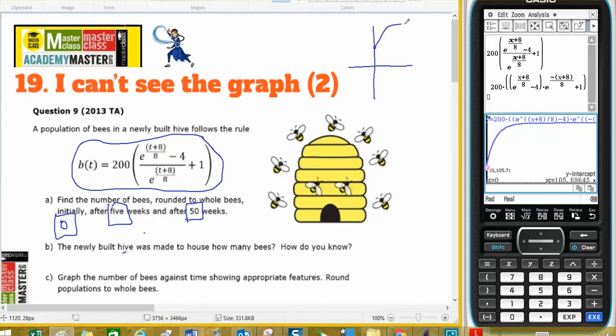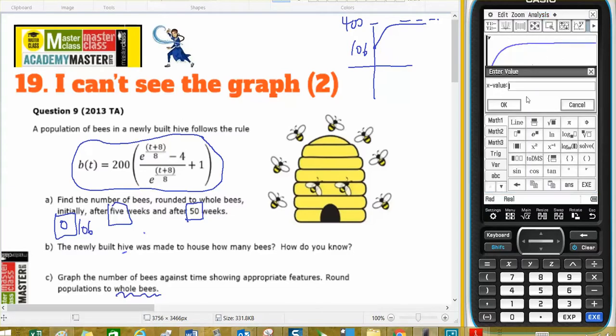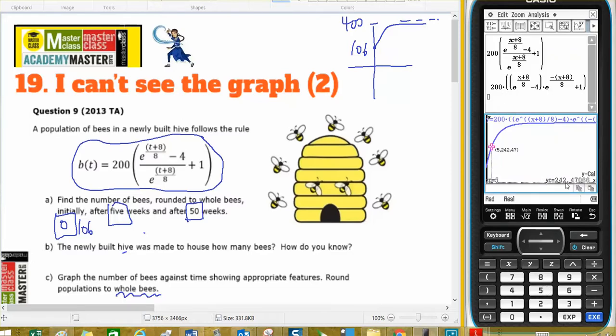So I've got this thing happening. I've got an asymptote at 400, and that seems to be at 100. I'm going to the nearest bee, round populations to whole bees, so it's going to be 106. So how much initially? 106 bees. How much after 5 weeks? Analysis G-Solve Y-Calc when x equals 5. Okay, gives me 242 to the nearest population to whole bees, so round to whole bees.